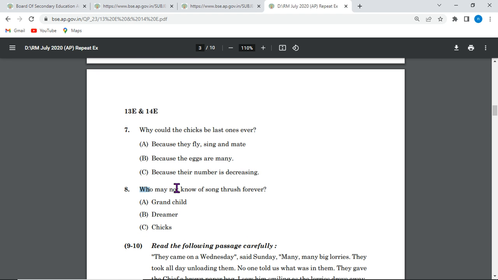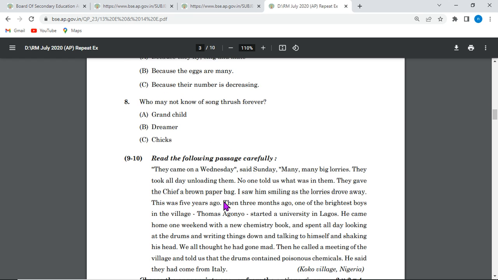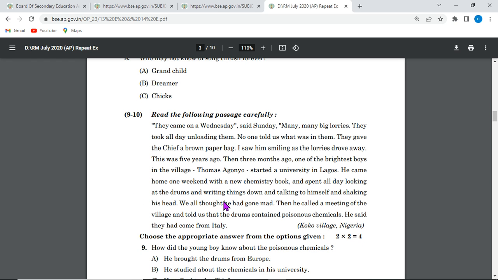Who may not know of song thrush forever? So forthcoming generations will never be made aware of this. So answer is grandchild. Now let us go to 9 to 10 questions. It is a passage from reading C, and here the title is Cocoa Village, Nigeria.